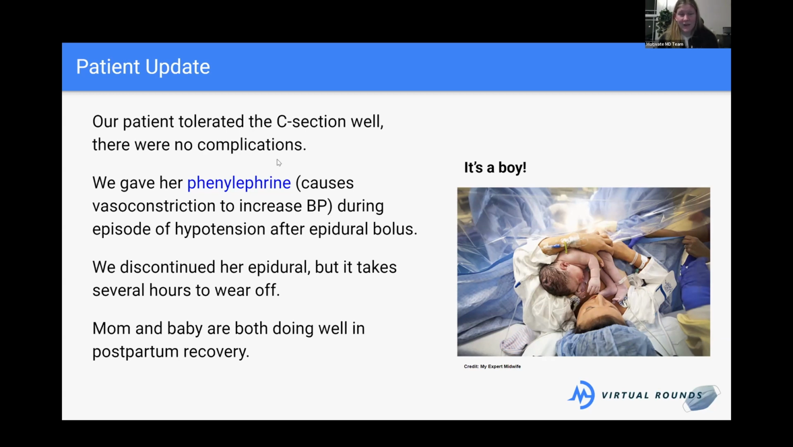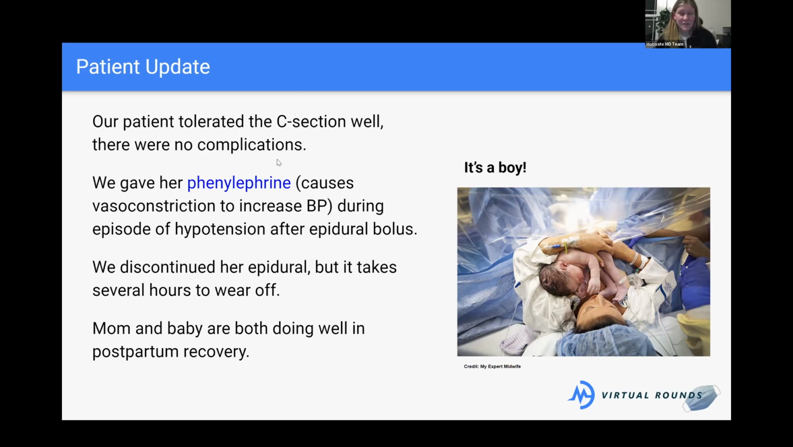So to combat that, we give her a drug called phenylephrine. This is going to help combat that vasodilation by constricting the blood vessels and helping to bring that blood pressure back up. It's super, super common for them to give phenylephrine after these patients get a bolus dose of the anesthetic to go into a C-section. I'd say more patients than not require the phenylephrine.